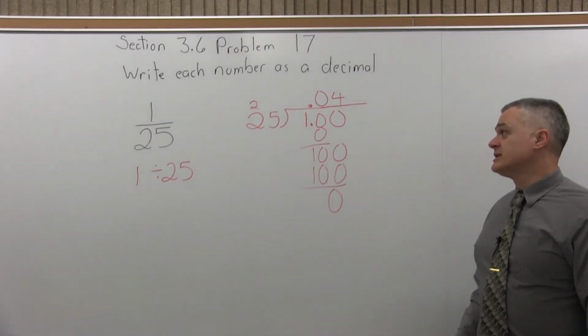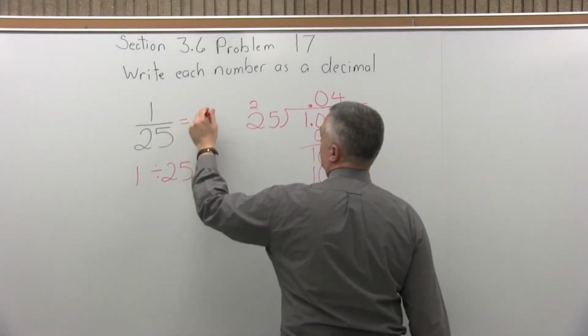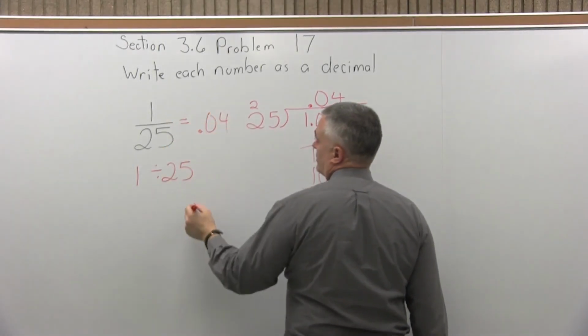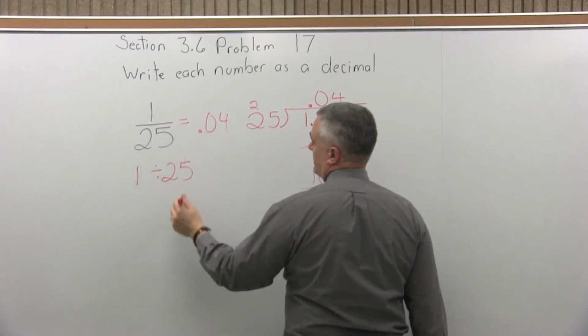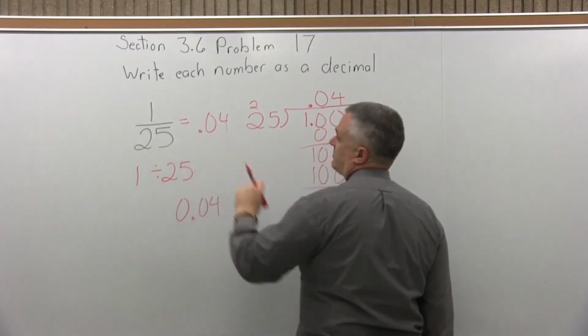So the answer is 0.04. So 1/25 as a decimal is 0.04. And with all of these, if you don't have a number in front, you can write 0.04 with a zero in front if you like, or you can just write .04.